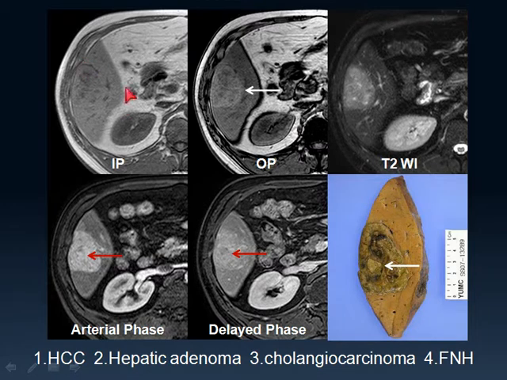What do you think about this case? As you can see in these images, we can see a mass in the right lobe of the liver. The mass is clearly depicted on opposed-phase images due to surrounding fatty liver. Iso signal to slightly hyperintensity on T2 weighted images, homogeneous arterial enhancement, and iso signal intensity on delayed phase images. However, we can see a small washout area, and the pathology reported that the lesion was hepatocellular carcinoma arising from hepatocellular adenoma.